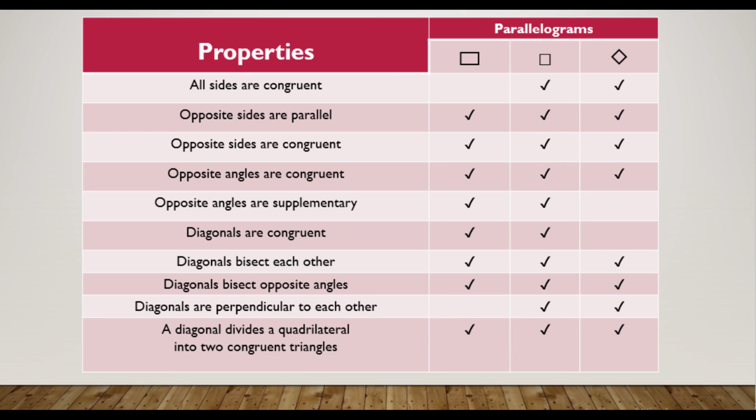For the ninth property, diagonals are perpendicular to each other. What do we mean, again, by the word perpendicular? When lines or sides are perpendicular, they meet at a certain point where they form a 90-degree angle.